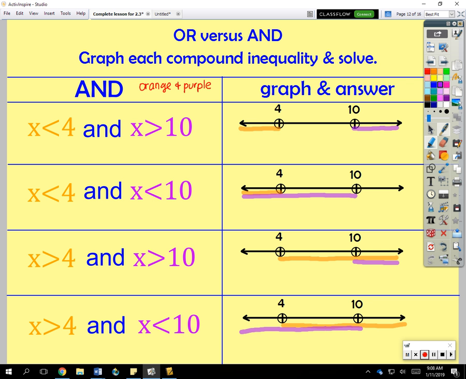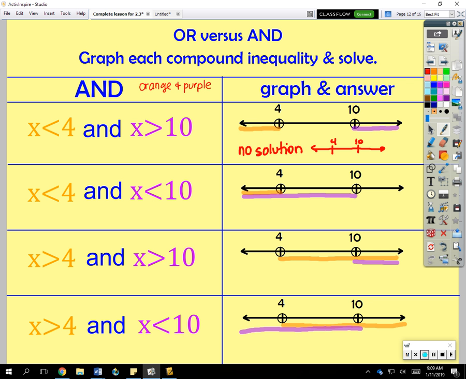So now I need to look, where am I shading orange and purple both? On the first picture, there is no place that orange and purple are shaded, so my answer is no solution. There is no place on the number line where everything is shaded. So they'll either give you no solution as your answer, or what they'll give you is a totally unshaded number line as the answer, where they're saying there is no place that orange and purple overlap each other.